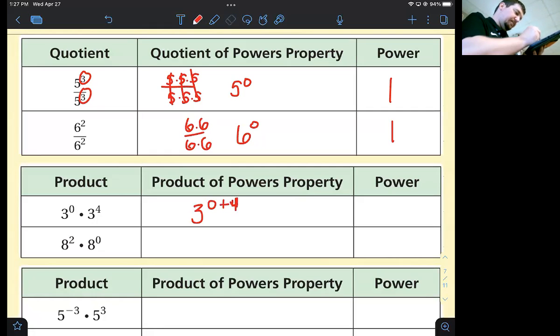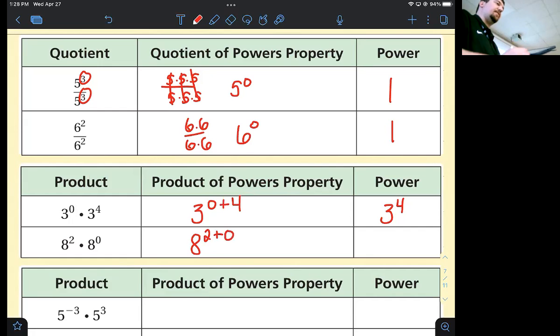Write it like this maybe. And then we could say 3 to the 4th power. Or this one, 8 squared times 8 to the 0. You add the exponents together, and that still leaves you with 8 squared.